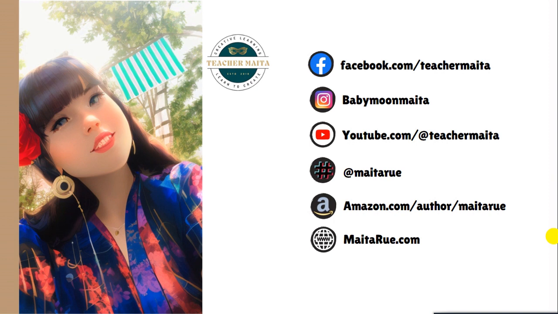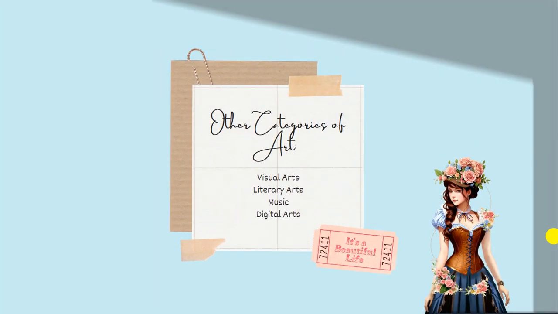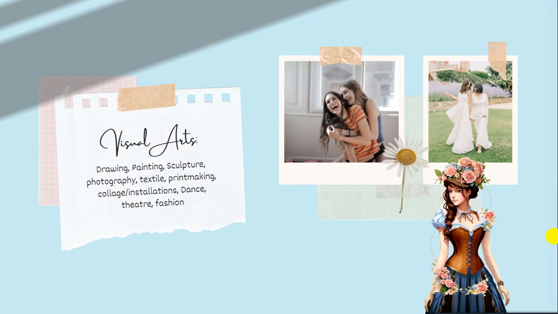In this series, we're going to be talking about art. So these are the basics. There are other categories of arts: visual arts, literary arts, music, digital arts. Sometimes I feel like these categories increase over time, because digital arts has actually only been here in the last century. Alrighty, so let's talk about the forms of visual arts.